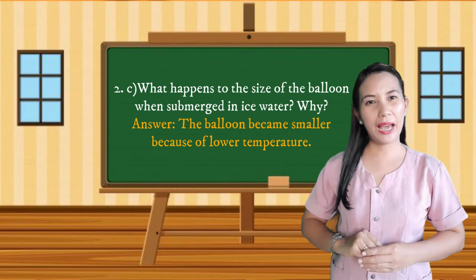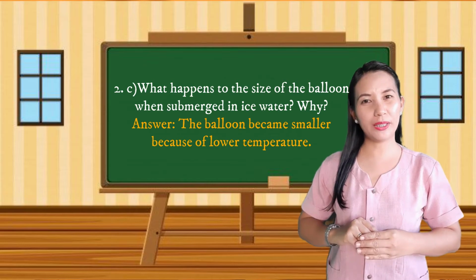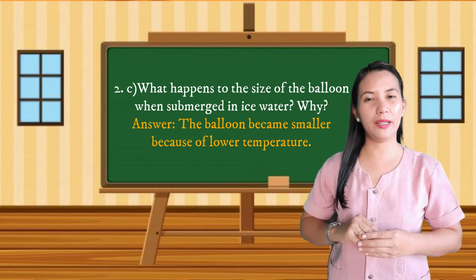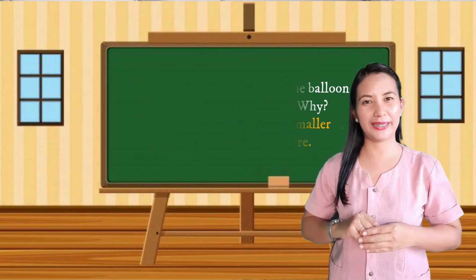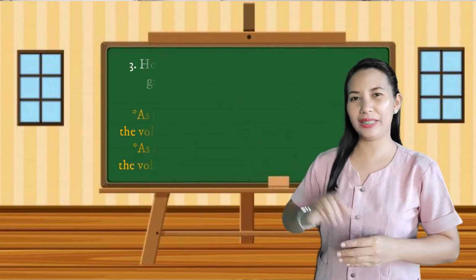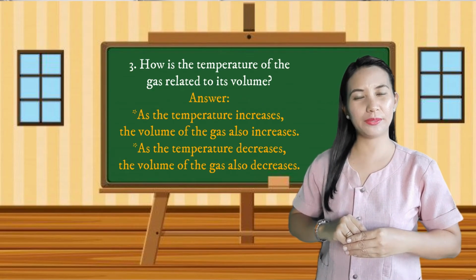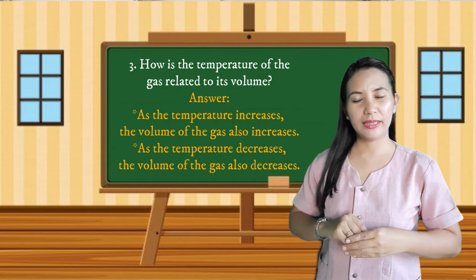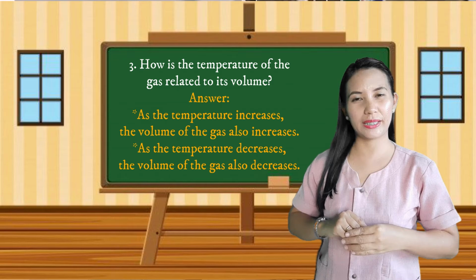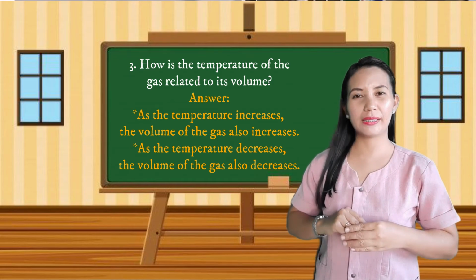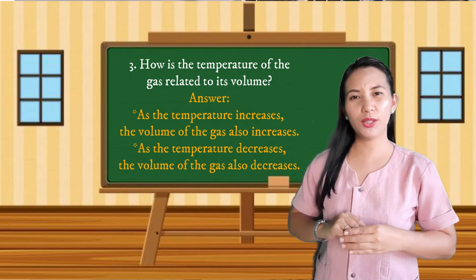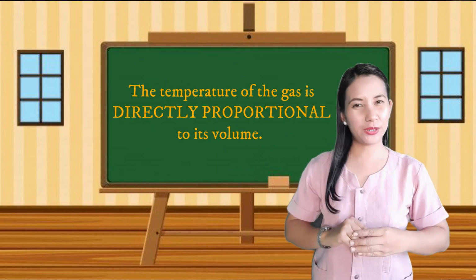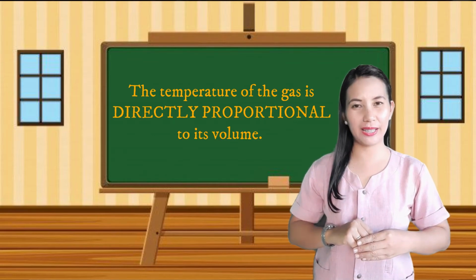Letter C. What happens to the size of the balloon when submerged in ice water? The balloon became smaller because of lower temperature. Third question. How is the temperature of the gas related to its volume? As the temperature increases, the volume of the gas also increases. Or, as the temperature decreases, the volume of the gas also decreases. Thus, the temperature of the gas is directly proportional to its volume.